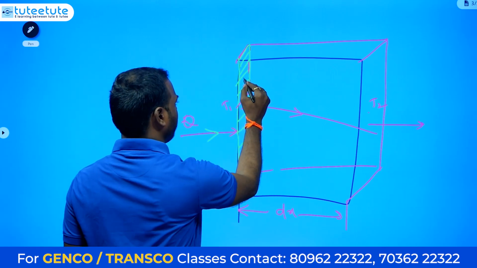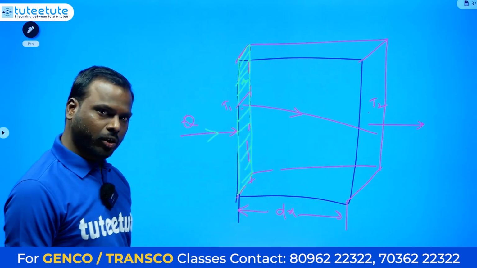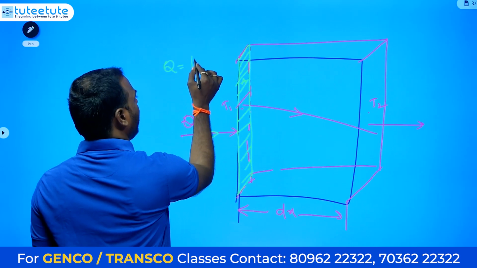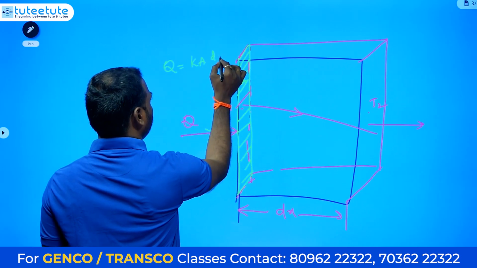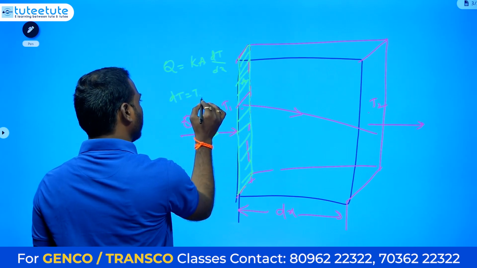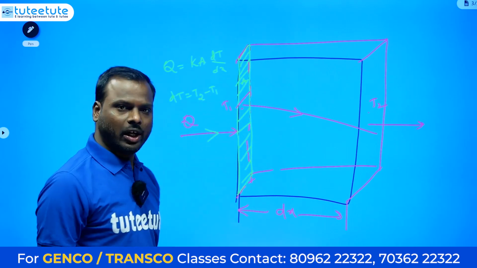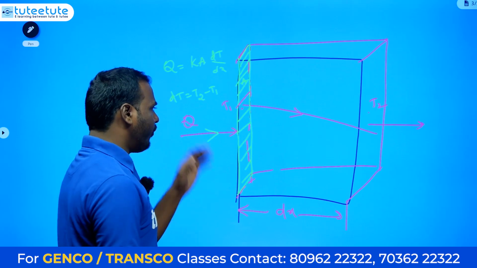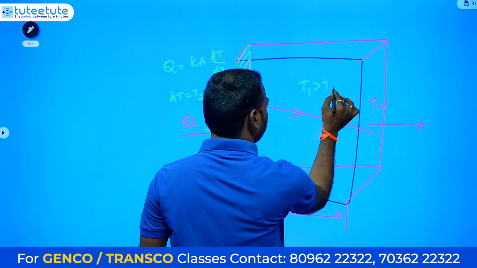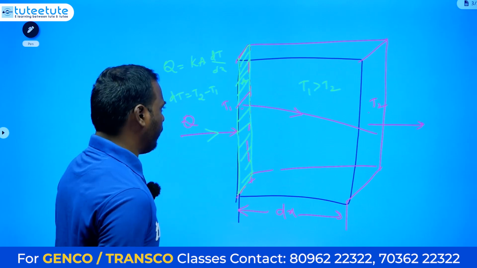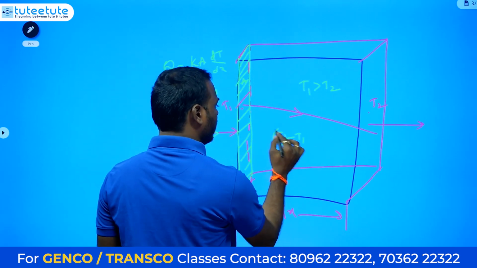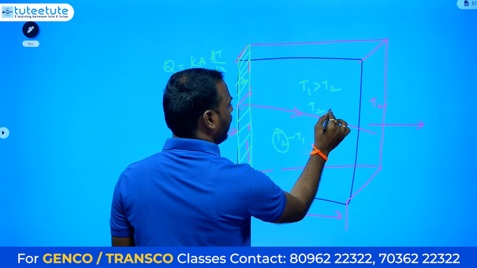Suppose I take this as A, and according to Fourier's law we write Q equals K A dT by dx, where dT is equal to T2 minus T1, that is, final temperature minus initial temperature. If you look at this, T1 is always greater than T2. Suppose I write T2 minus T1. What will happen? T2 is less than T1.